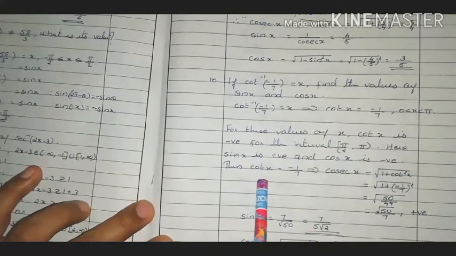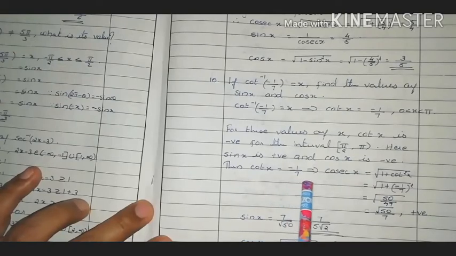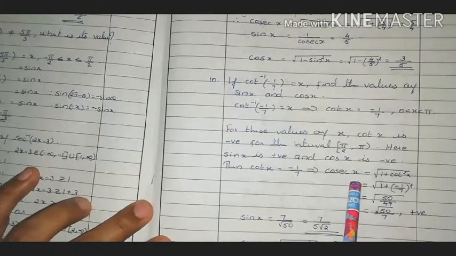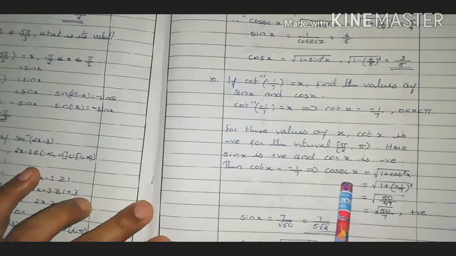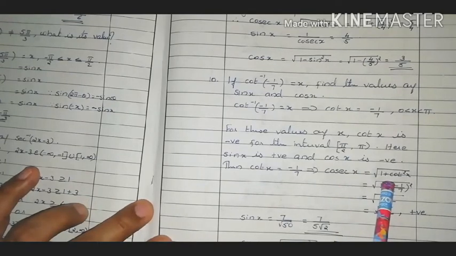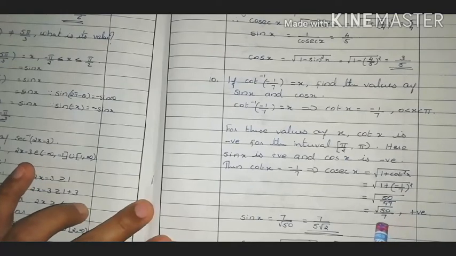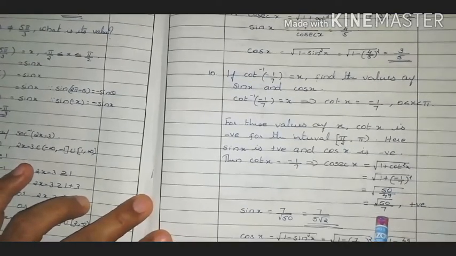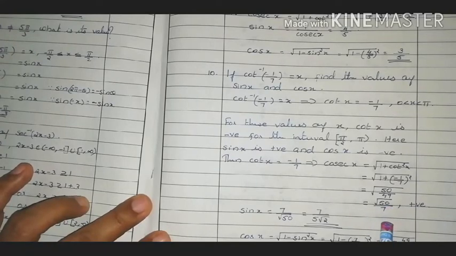Then cot x is equal to minus 1 by 7. Then cosec x is equal to, from cot x we can find, square root of 1 plus cot square x. Then after simplification you will get square root of 50 divided by 7, or 5 root 2 divided by 7. We want to take the positive value here.